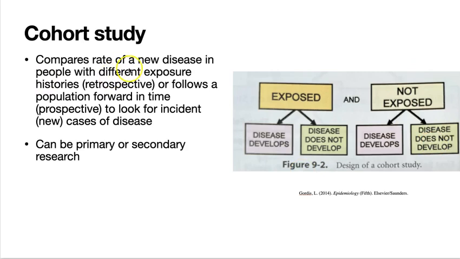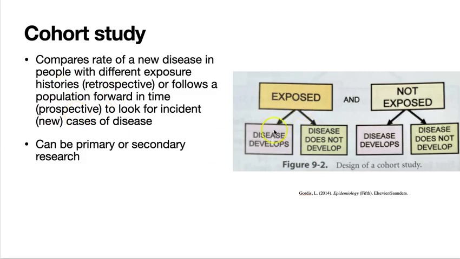So this compares rates of disease in people with different exposure histories, or follows a population forward in time to look for incident or new cases of disease. This can be primary or secondary research. So as you can see, we can look back in time, a retrospective cohort study, or we can look forward in time, a prospective cohort study.